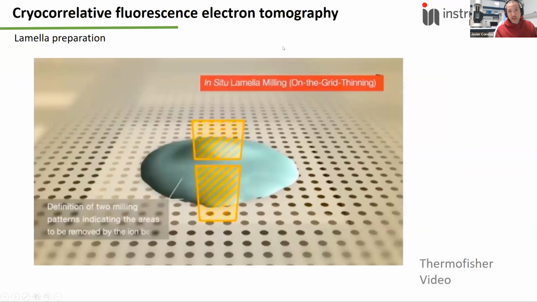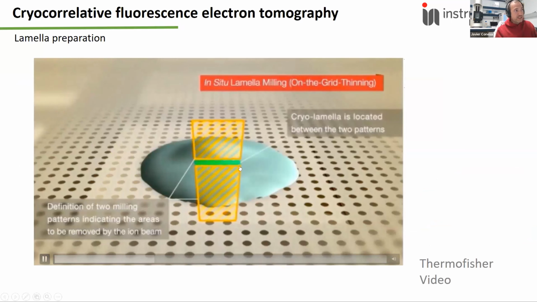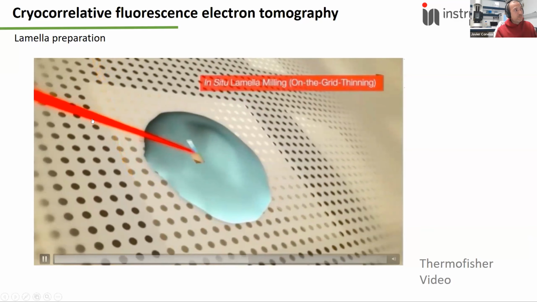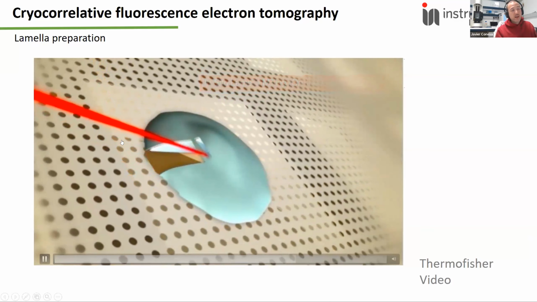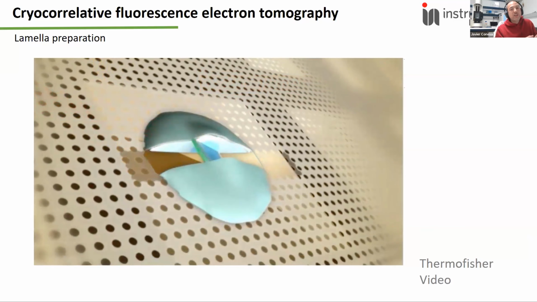So here, a Thermo Fisher video that is simplifying how the lamella preparation works. We know that our event of interest is in this area. From the FIB perspective, we position the milling patterns, and we remove the material that we are not interested in, leaving just the area of interest within our lamella, now compatible with the transmission electron microscope.